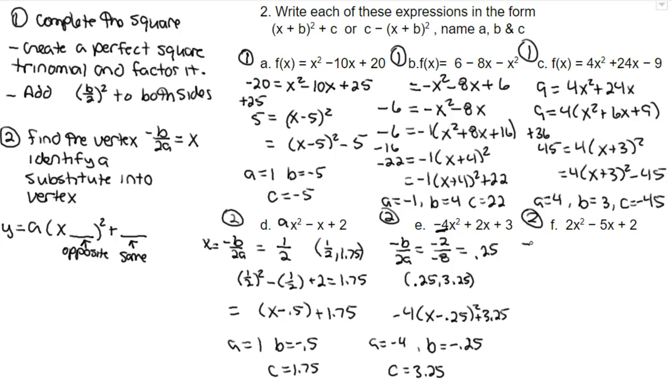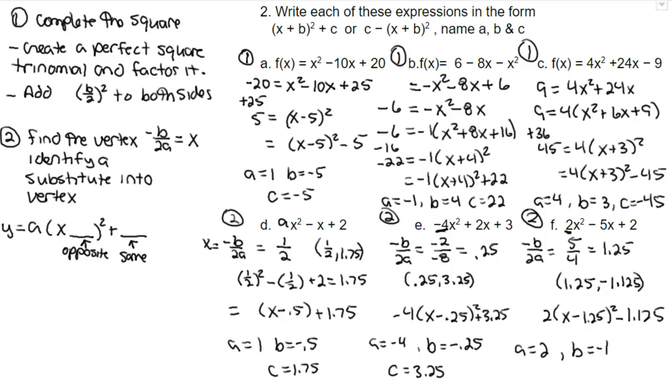All right, so try F. -b over 2a. I'm going to have a vertex x of 1.25. When I substitute that back in, it's going to be a -1.125. I already know the a, it's in front. I substitute it into the formula. A is 2, b is -1.25, and c is -1.125.